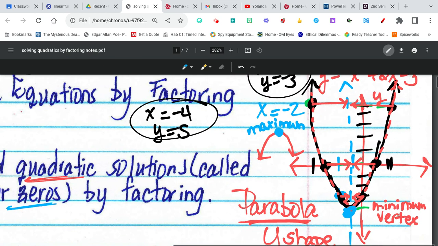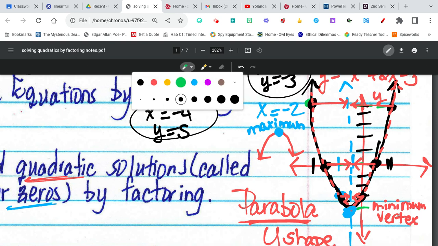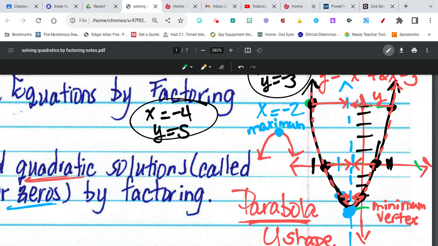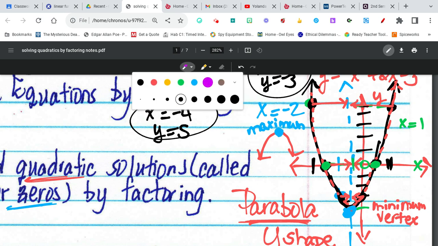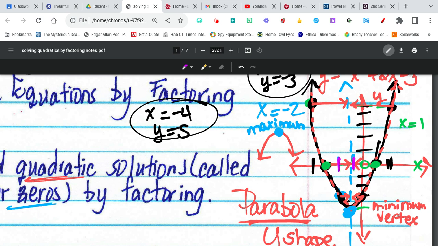So if I ask you on this particular graph, where does this graph intersect the x-axis? Well, this is the x-axis, so it intersects it right here at an x of positive 1. And it intersects it right here at an x of negative 3. That's an x of 1, and this is an x of negative 3, guys. So that's what I call my roots or my x-intercepts. Those are my solutions.